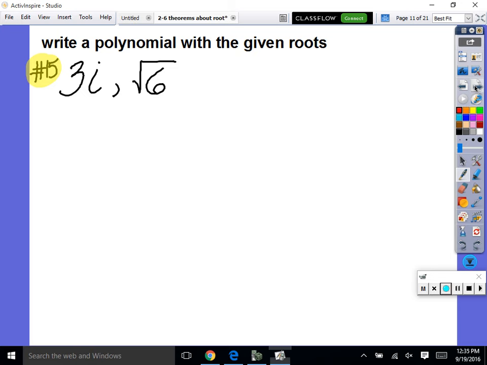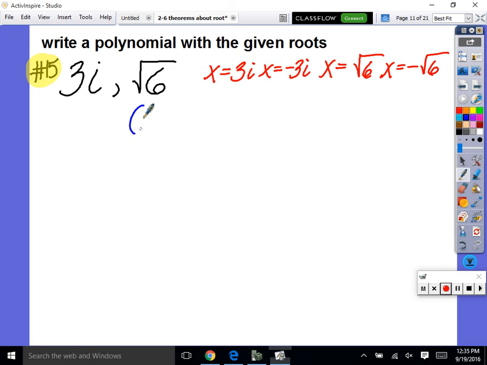So it says write a polynomial with these given roots. So we have x is equal to 3i, and we also have x is equal to what? Negative 3i. Imaginary roots and conjugates go hand in hand. Here we go. X is equal to the square root of 6, and x is equal to what? Negative square root of 6. So we're going backwards, right? Let's all think advancedly so we can skip some steps.